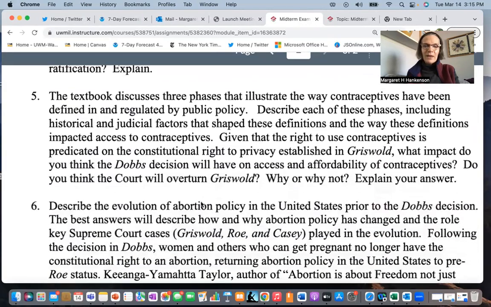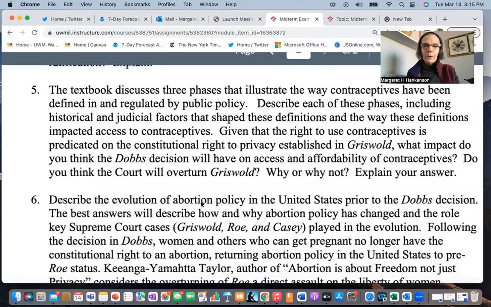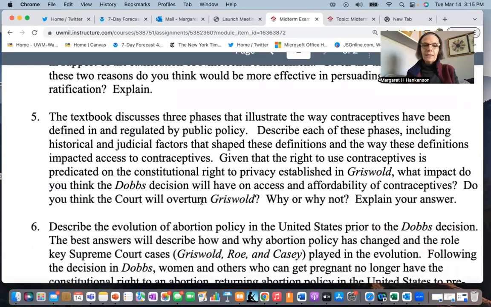Okay, so then we've got two questions that are dedicated to reproductive freedoms. The first one is, the textbook describes three phases that illustrate the way contraceptives have been defined in and regulated by public policy. Describe each of these phases, including the historical and judicial factors that shaped these definitions and the way these definitions impacted access to contraceptives.